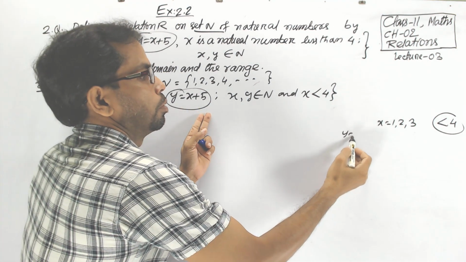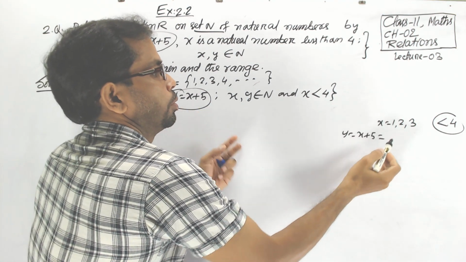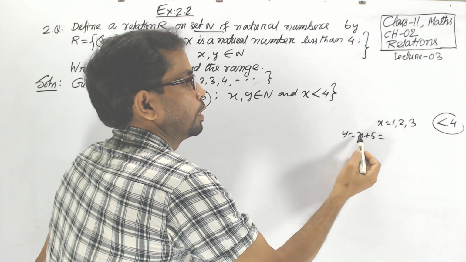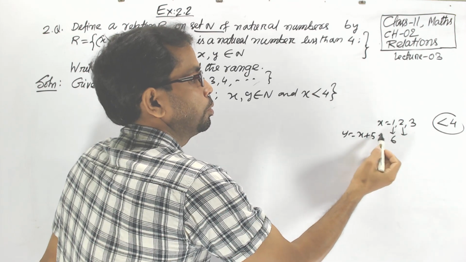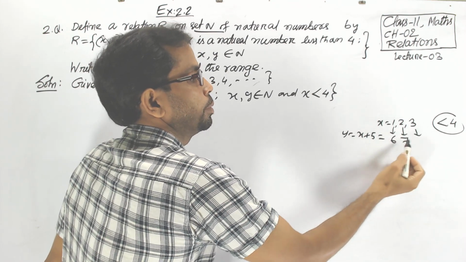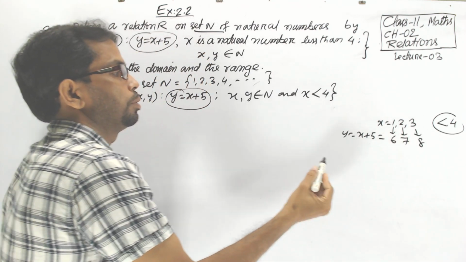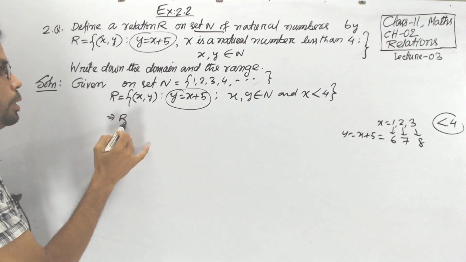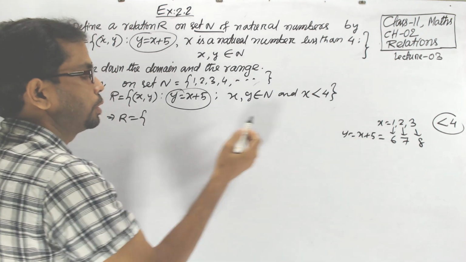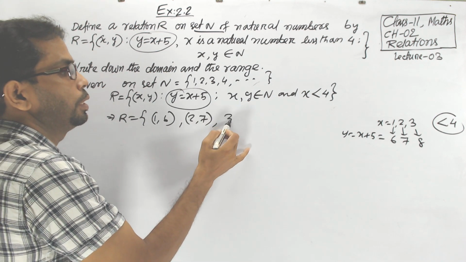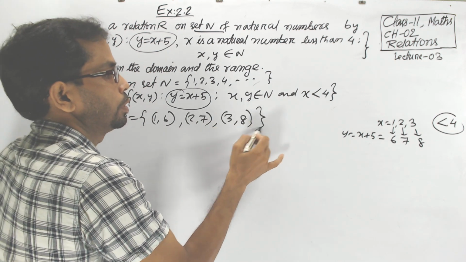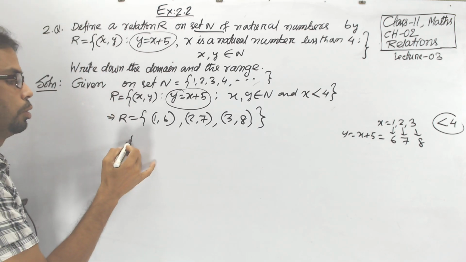So corresponding values of y, you see, if we take x is 1, 1 plus 5 will be 6. 1 is making pair with 6. 2 plus 5 is 7. 3 plus 5 is 8. So the relation is made by the pairs 1 with 6, then 2 with 7 and 3 with 8. So this is the relation, and we are asked to find the domain.